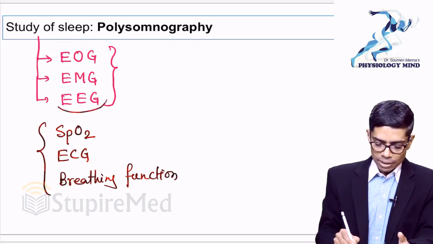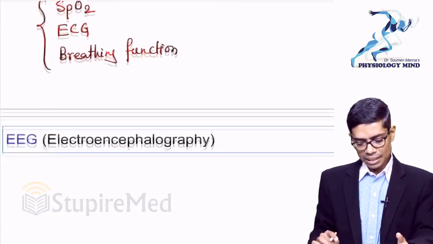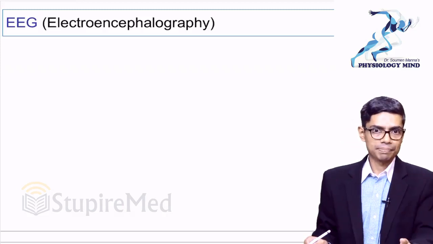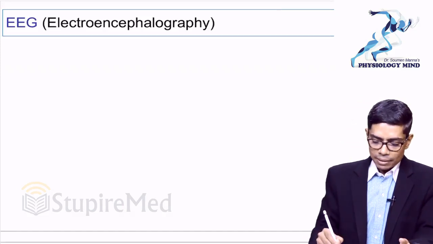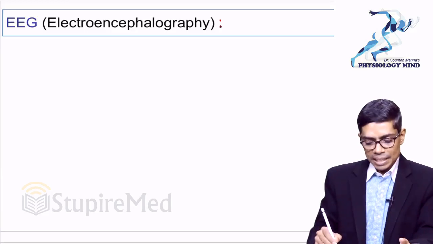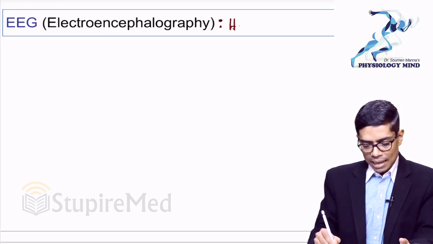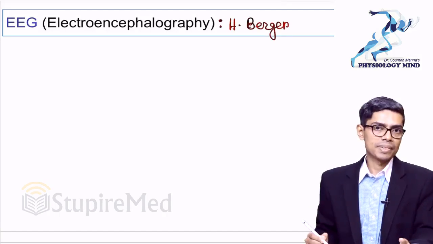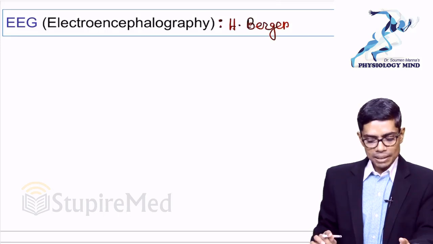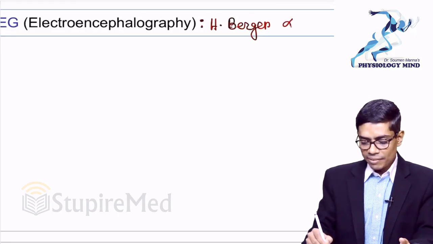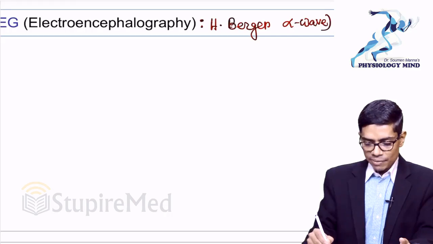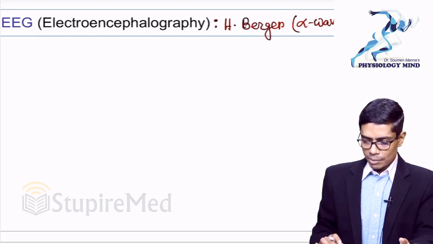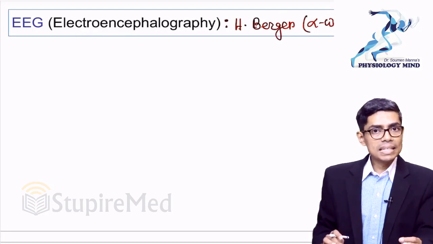Now, first of all, we have to discuss what this EEG is. So, what is electroencephalography? In humans, the first recording of EEG was done by Hans Berger. He recorded the human EEG for the first time, but he recorded only the alpha wave. That's why the alpha wave is also known as Berger's wave.